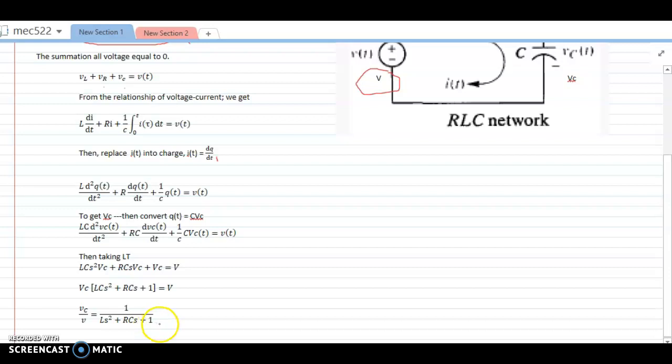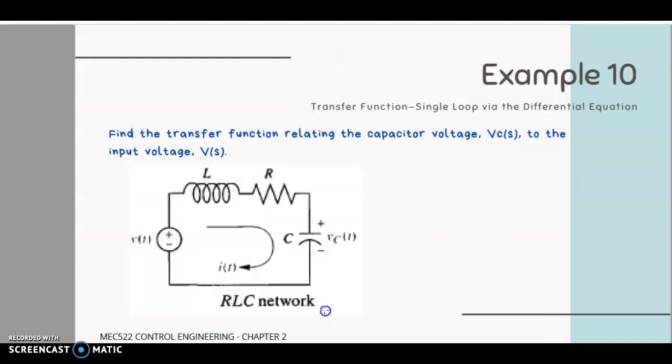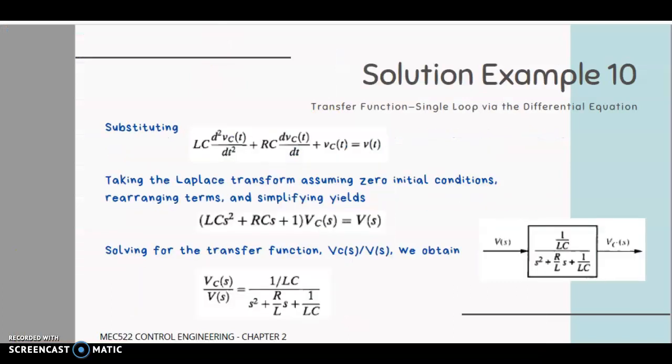Finally, you get VC divided by V equals 1/LC divided by s² plus R/L s plus 1/LC. This is the answer for the simple single loop using the differential equation. And this is the block diagram, with output divided by input.